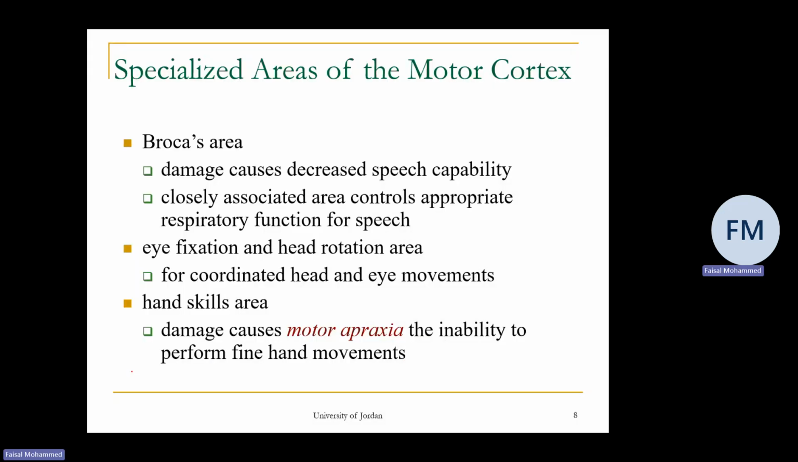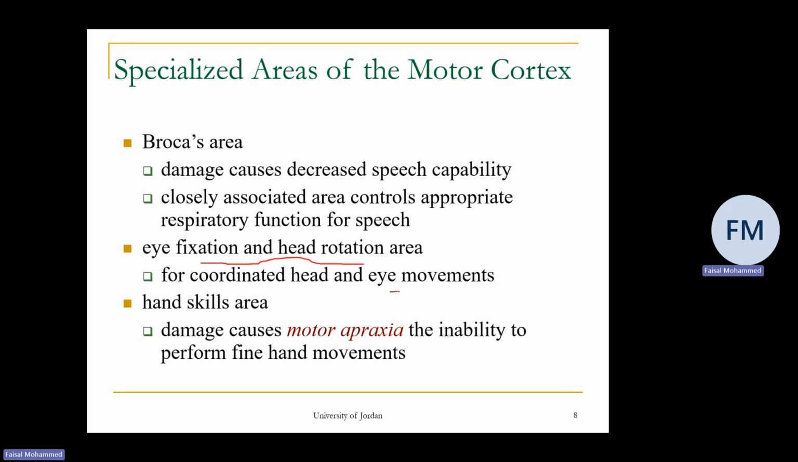So Broca's area, damage of this area causes decreased speech capability, what we call aphasia. Aphasia is the inability to speak. But this is the motor one. We sometimes call it expressive aphasia. The person cannot express himself, but he has the idea, because the idea is formed where? It's formed in Wernicke's area, which is in the occipito-parieto-temporal area.